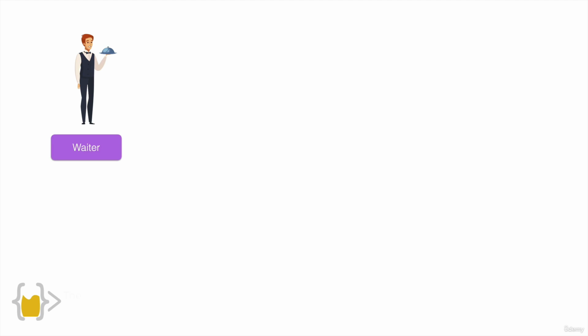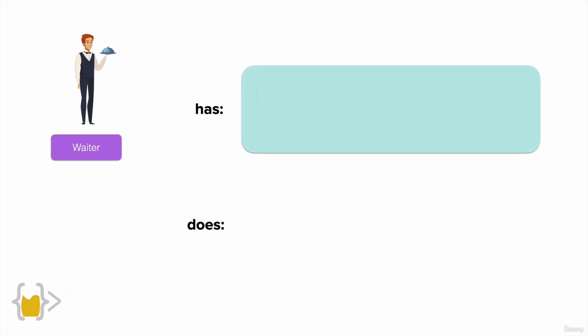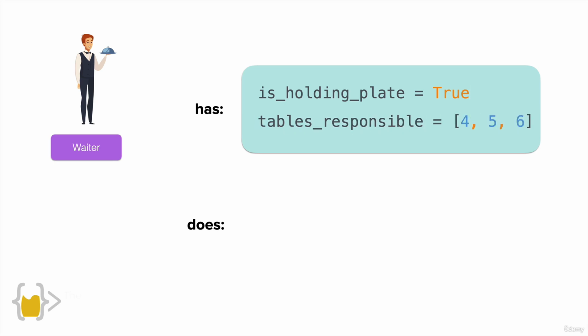In order to model our waiter, there's probably 2 things we need to think about: what it has and what it does. In terms of what it has, well, it might have variables like, is it holding a plate, true or false? Or which tables is it responsible for? Maybe table 4, 5, and 6.